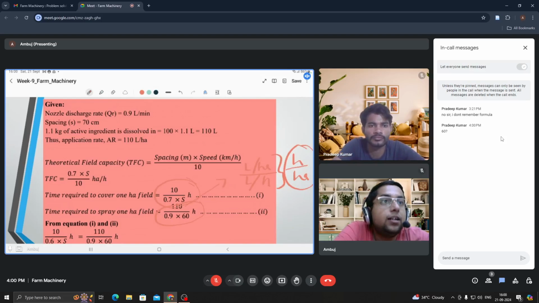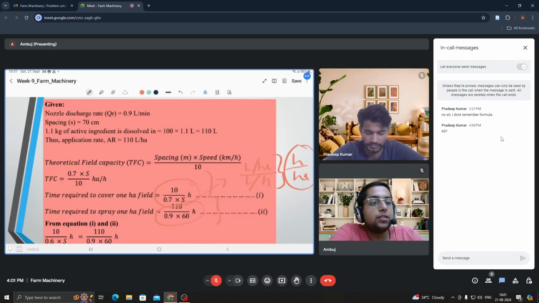Second thing, into 60, very good. See here, 0.9 liters per minute has been given. So 0.9 into 60 would be the liters per hour. Unit I have to keep the same. For 1 hectare, that would be 110 over 0.9 into 60 hours. So from 1 and 2, I am just equating the number of hours. That is the only thing.